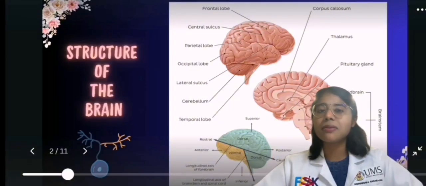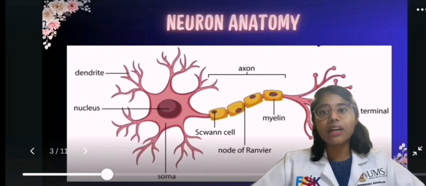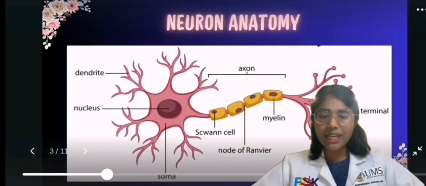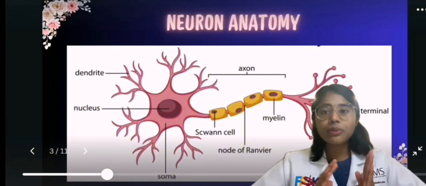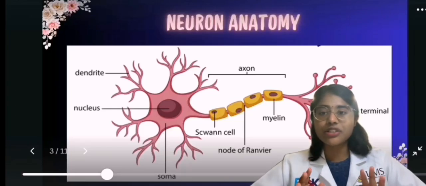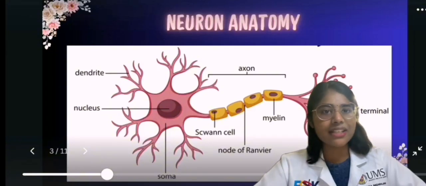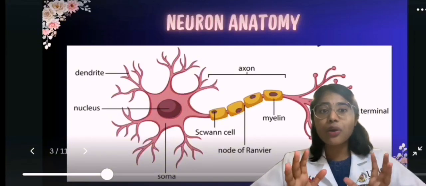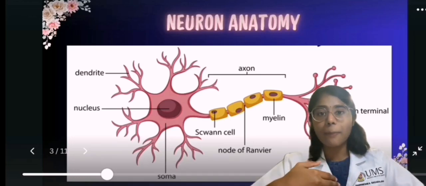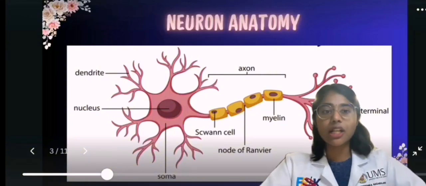Now let's go into the microscopic view and look at the neuron. We all know that neuron has a nucleus, which has a cell body. The nucleus is the control center, and soma is a structure or cell body that provides energy and support for the neurons. Branching out of the cell body, we have dendrites, which receive signals from other neurons and pass them through the cell body.